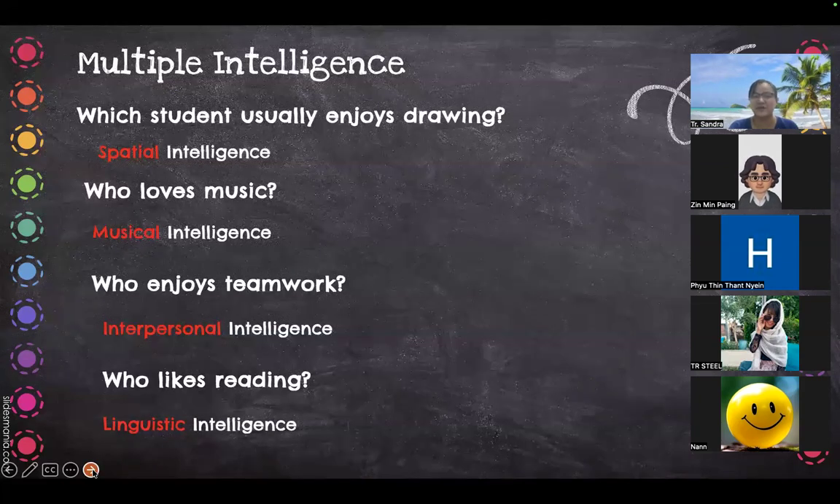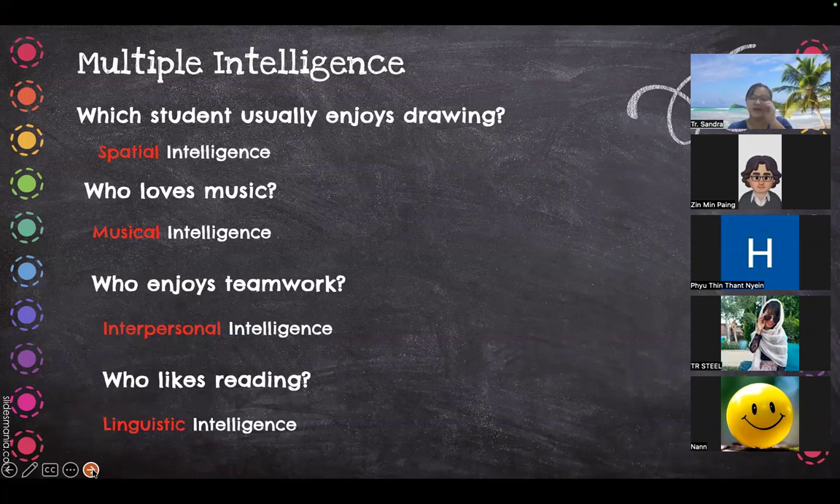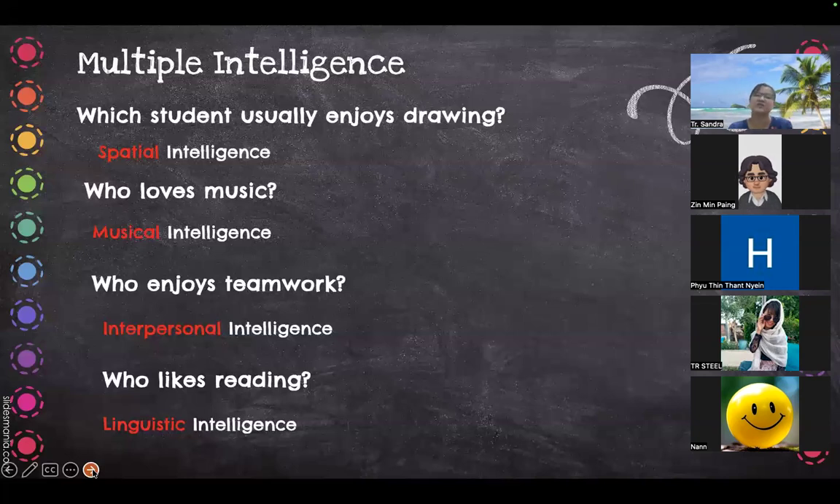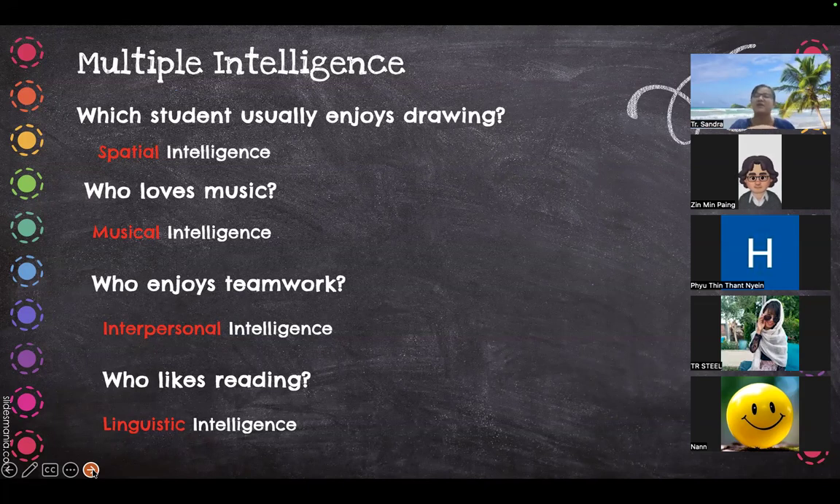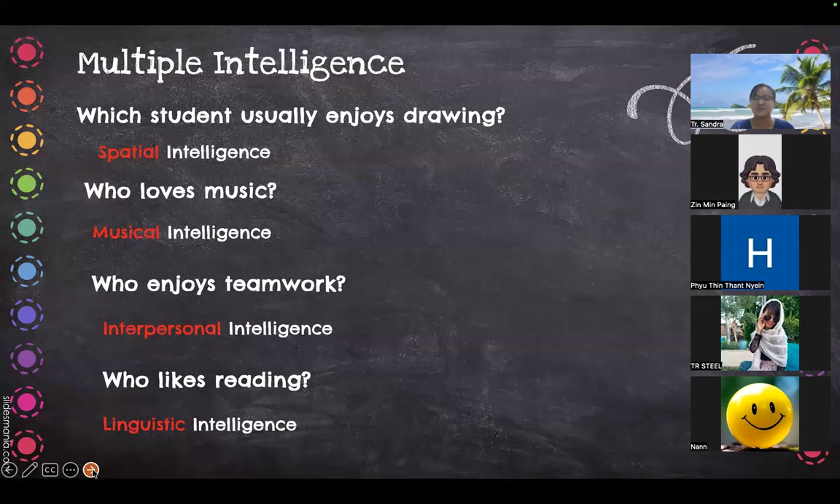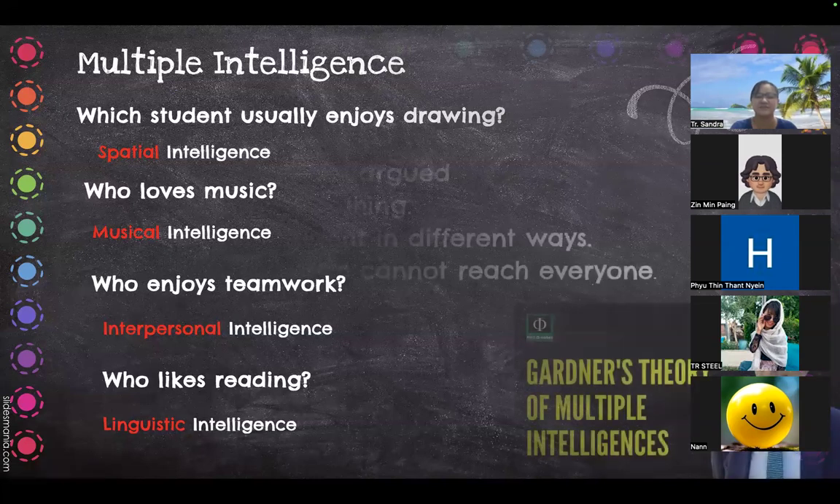Linguistic intelligence like this, right? So these are examples of multiple intelligences that students may have. Some students usually enjoy drawing, they have spatial intelligence. Those who love music may have musical intelligence. Some students enjoy teamwork. They prefer to work in groups or in pair work. Those students have interpersonal intelligence. And some students prefer reading instead of speaking, so they may have some kind of linguistic intelligence like this.